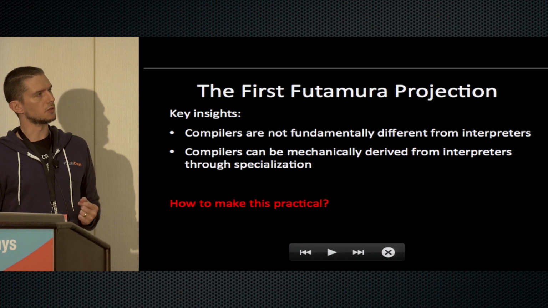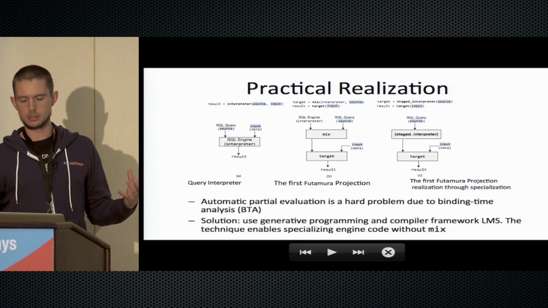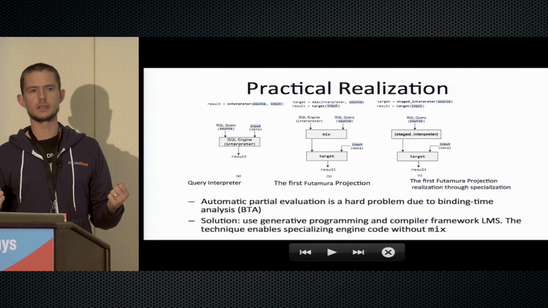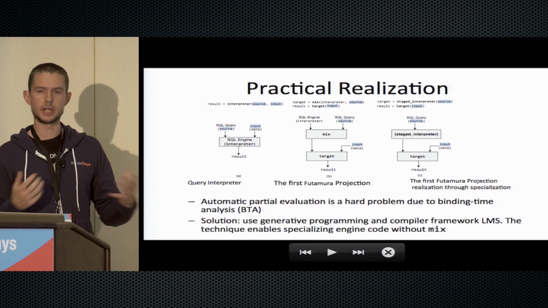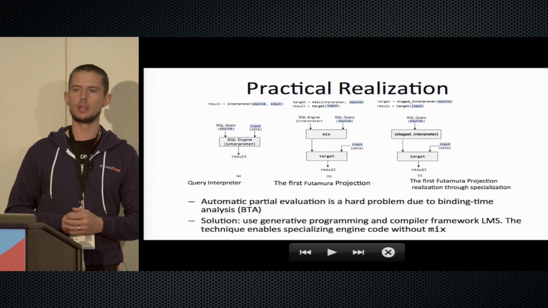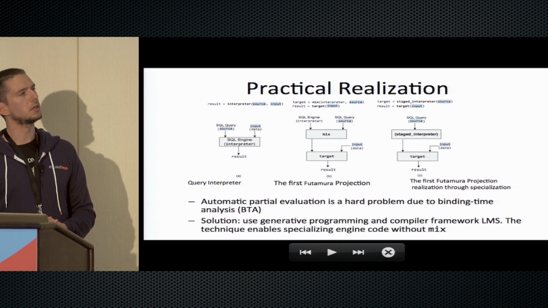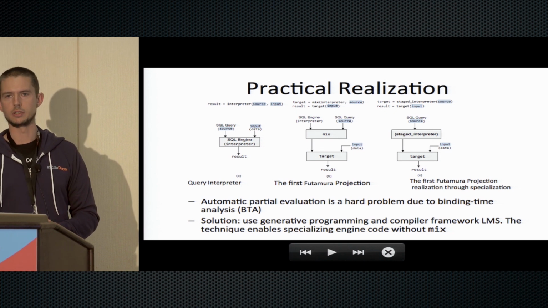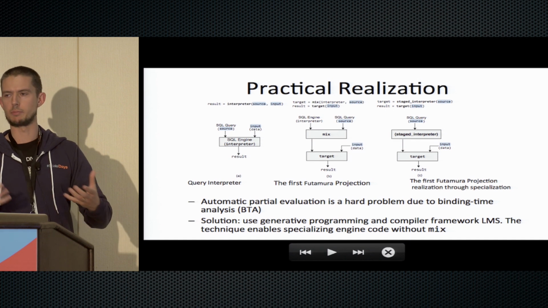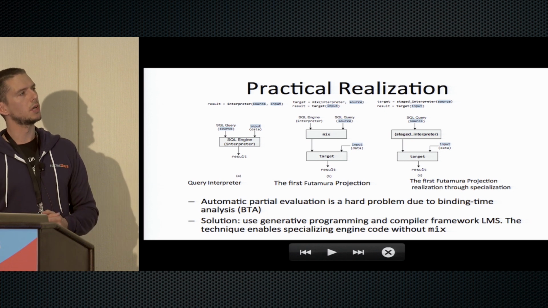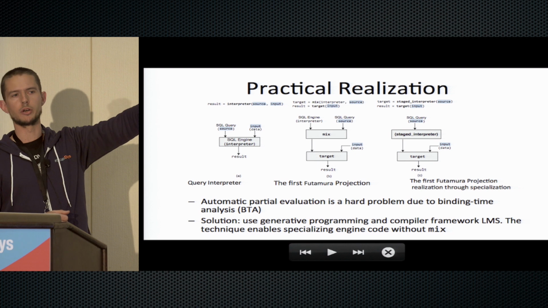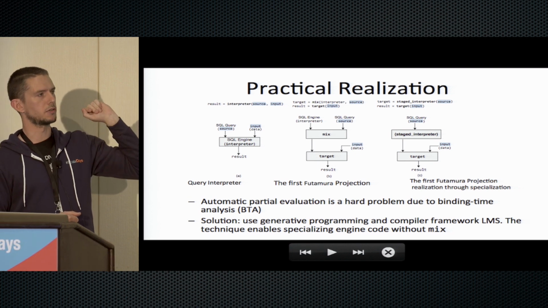But the question is how to make this practical, because normally these partial evaluators are very brittle and very hard to get right. And so a more practical approach is actually not to rely on an automatic partial evaluator, but to use a technique that we call staging or generative programming, where you have an API that constructs code at runtime. And in Scala, we can dress that up nicely using operator overloading, implicits, and so on. And this essentially allows us to write the staged interpreter directly without using an automatic partial evaluation system.